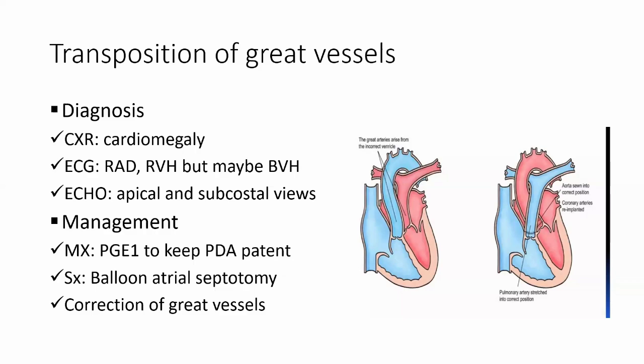Historically, the definitive surgeries performed for transposition of the great vessels were procedures that switch the right- and left-sided blood at three levels. These can be done at the atrial level, the ventricle level, and the great artery level.